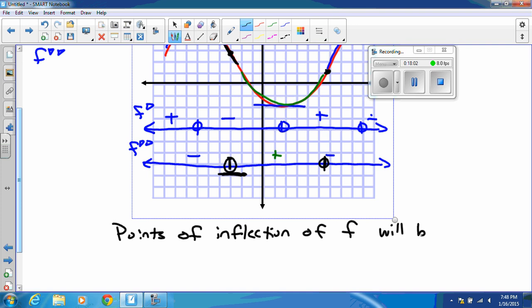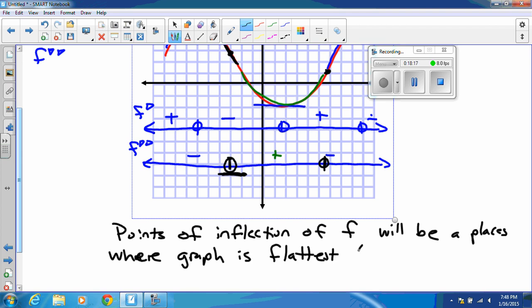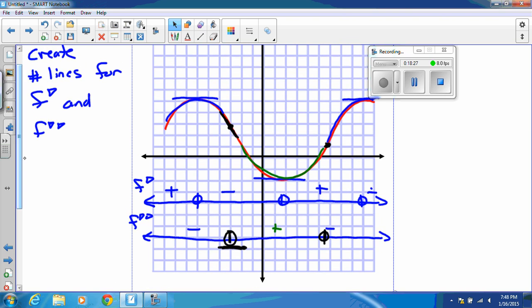So the points of inflection of f will be at places where the graph is the flattest, most like a straight line. To use a math term, most linear.